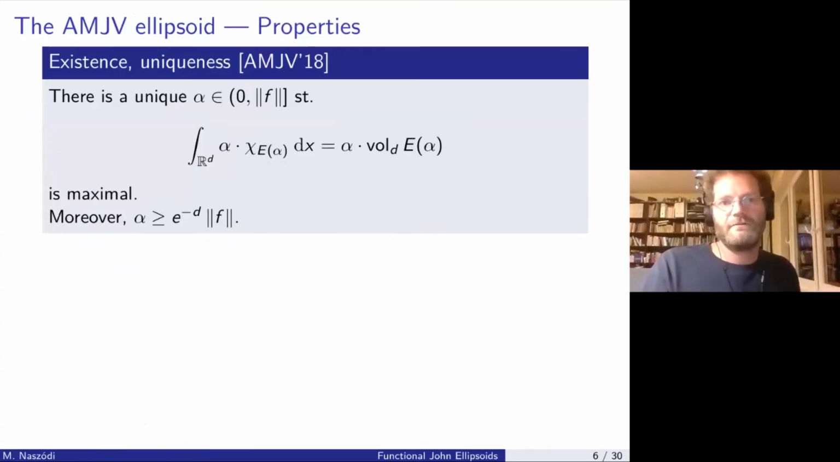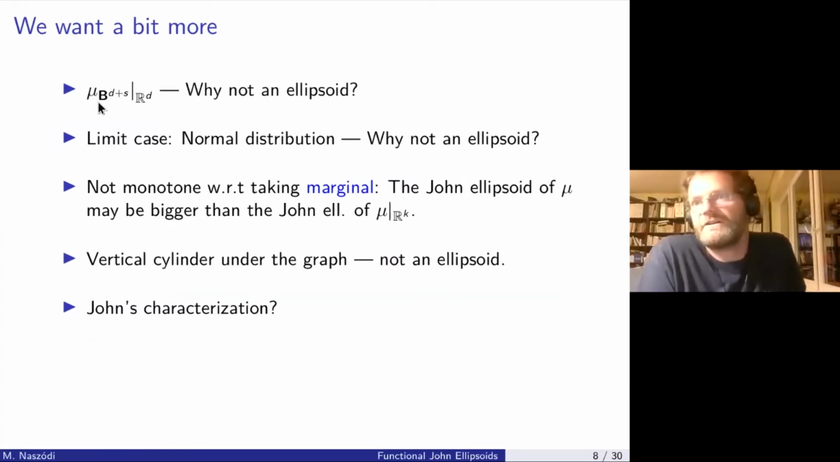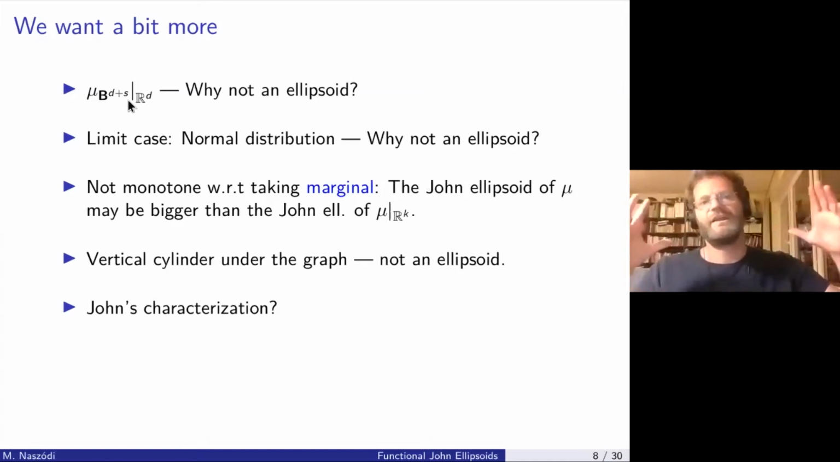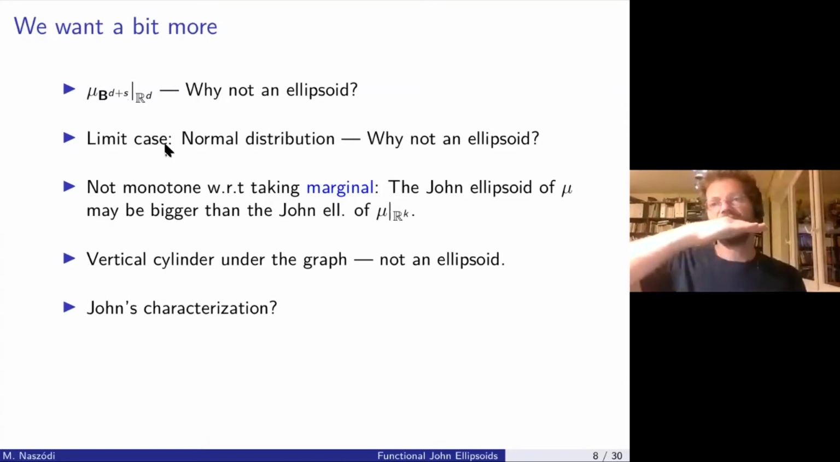So, wouldn't it be natural to say that if I have an ellipsoid up there, or say the Euclidean ball up there in d plus S dimensional space, and I take the marginal, so this bar means marginal, the marginal of this measure on Rd, why is that not an ellipsoid? Or take the limit case when S tends to infinity and you properly scale your ball. Then in the limit on Rd, you will get the normal distribution, Gaussian distribution.